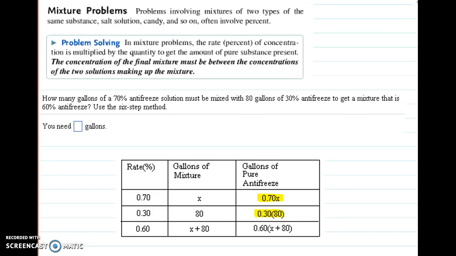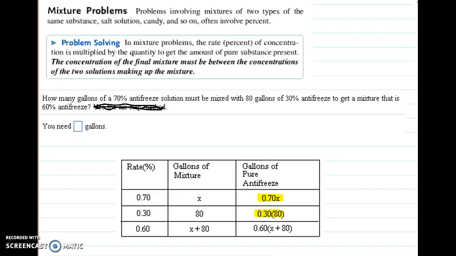I'm gonna walk you through the very first one really slow using this chart. So we want to know how many gallons of a 70% antifreeze solution needs to be mixed with 80 gallons of a 30% antifreeze solution to get a mixture that is 60% antifreeze. Use the 6-step method. Yeah, I don't know what that means. Don't worry about that. Use the chart.